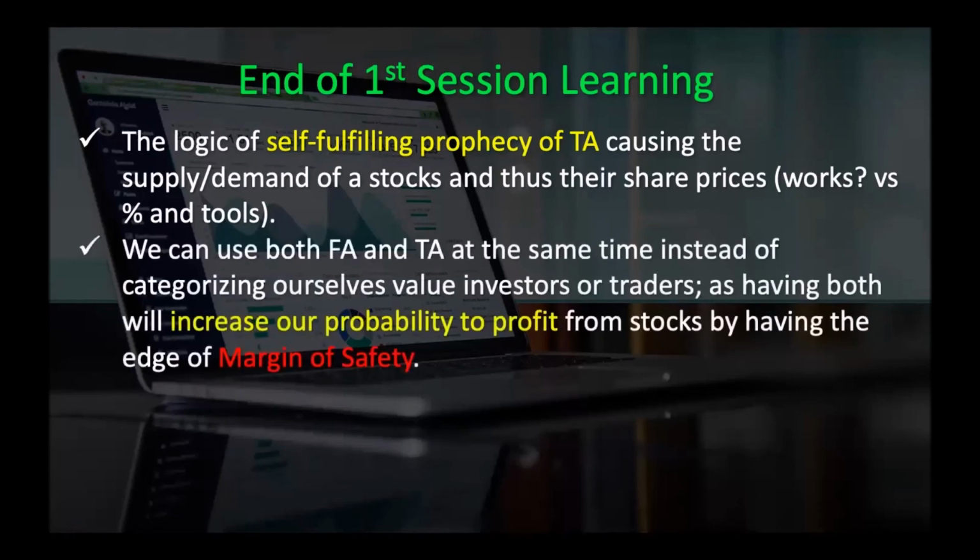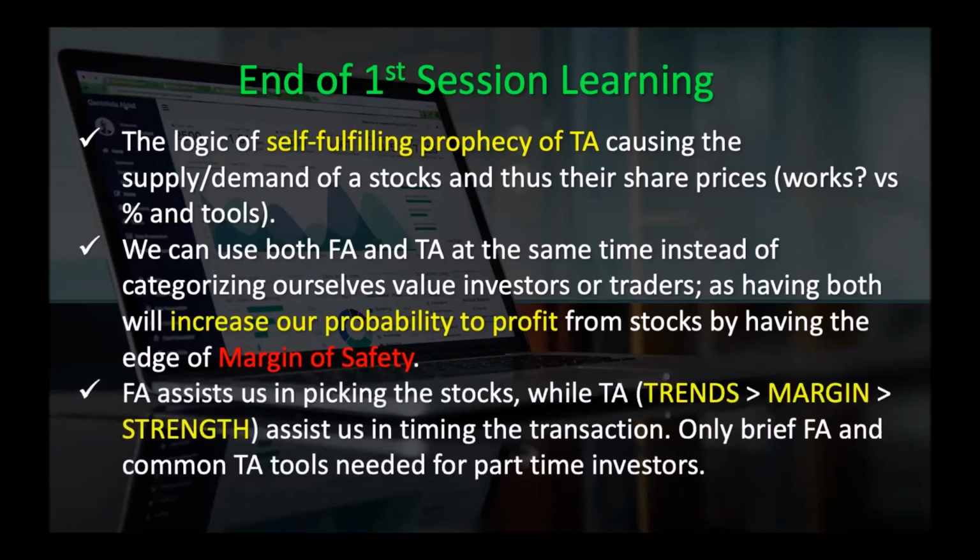Then we can use both fundamental analysis and technical analysis, instead of categorizing ourselves as only value or trading. Because having both will increase our probability to profit. The keyword is margin of safety. Fundamental analysis will assist us in picking the stock, while technical analysis, trend, margin and strength, will assist us in timing the transaction. So only a brief fundamental analysis and common tools used will do.